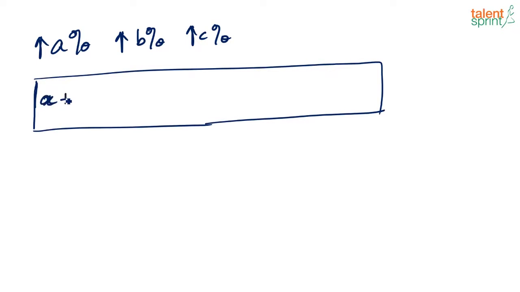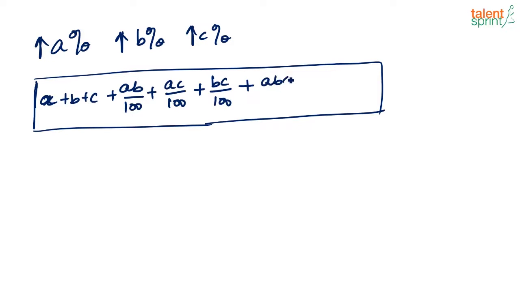See, A plus B plus C plus AB by 100 plus AC by 100 plus BC by 100 plus ABC by 10000. So this is the formula if you are using the 3 variables separately. This is one way of solving it, okay. Now sometimes remembering this formula might be difficult, right, I don't know.